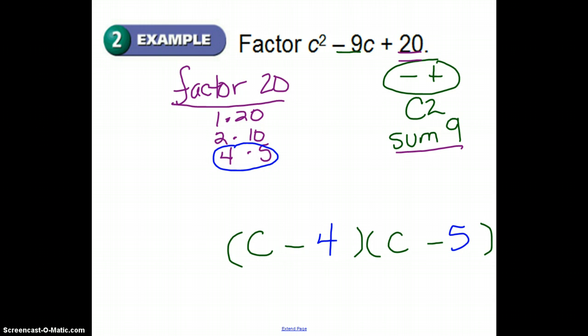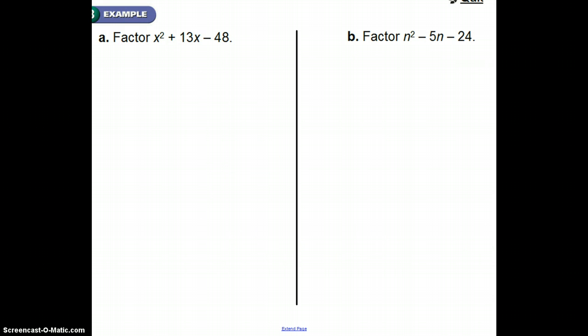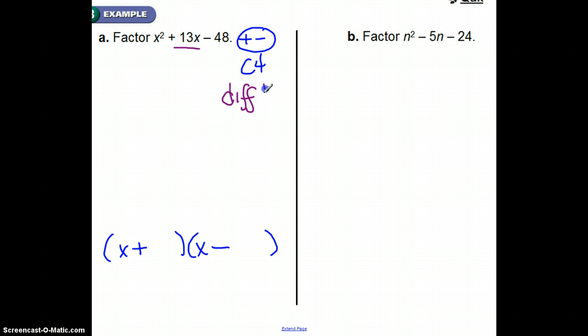Then, let's try one more maybe. Oh, lucky us, we get 2 more. Okay, and this one, it's a plus and a minus. So based on what we were doing before, that's a case 4. That means down here at the bottom when I get done with this, one of these is going to be plus, and one of these is going to be minus. Now this right here is my difference. So my difference is going to be positive 13. And I need to factor 48.